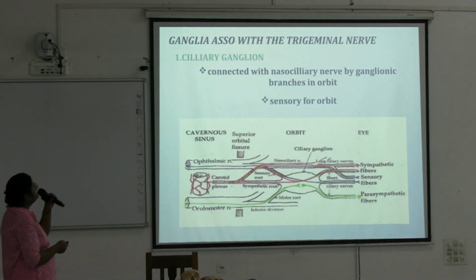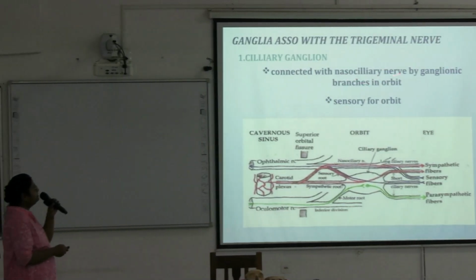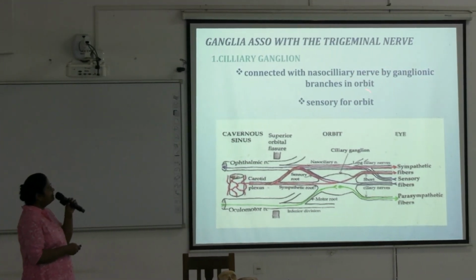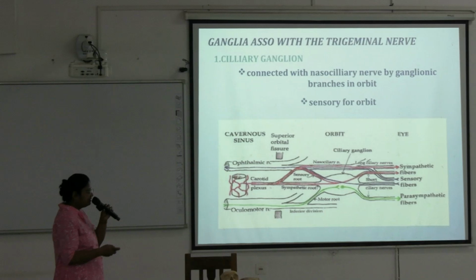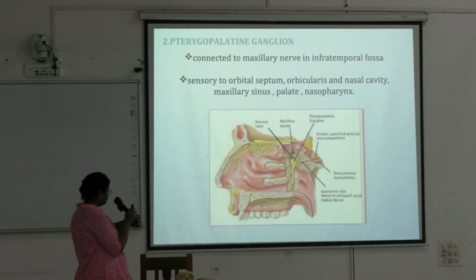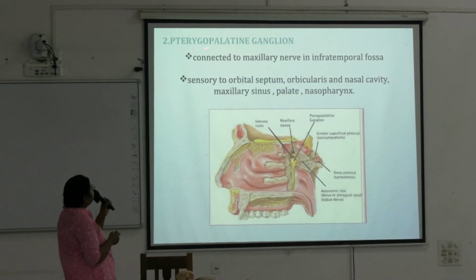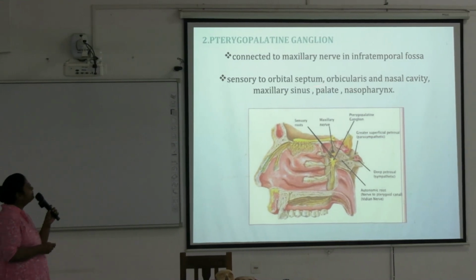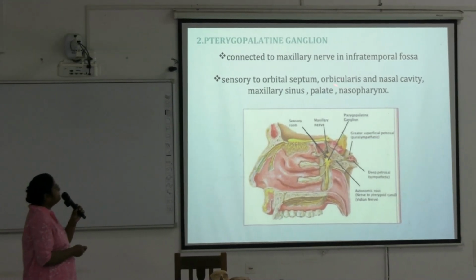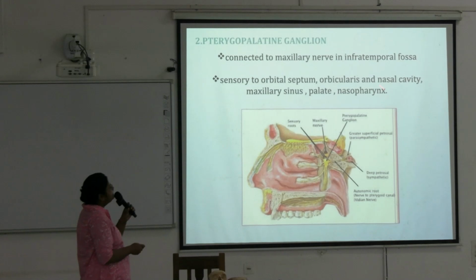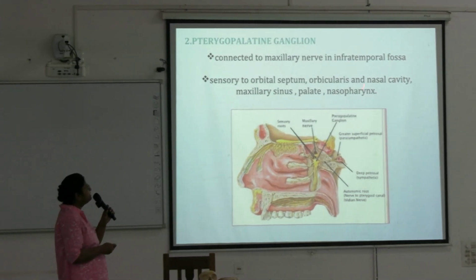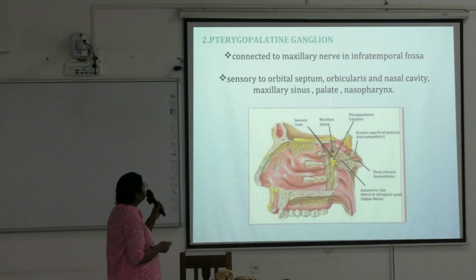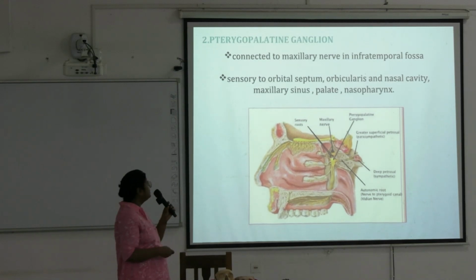Next, this ganglion, the ciliary ganglion, is connected to the nasociliary nerve by ganglionic branches in the orbit, and it is sensory for the orbit. Next, the pterygopalatine ganglion is connected to the maxillary nerve in the infratemporal fossa, sensory to the orbital septum, orbicularis and nasal cavity, maxillary sinus, palate and nasopharynx. Okay, so this is the supply of the pterygopalatine ganglion.